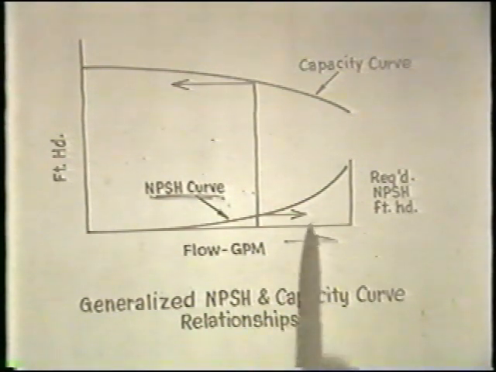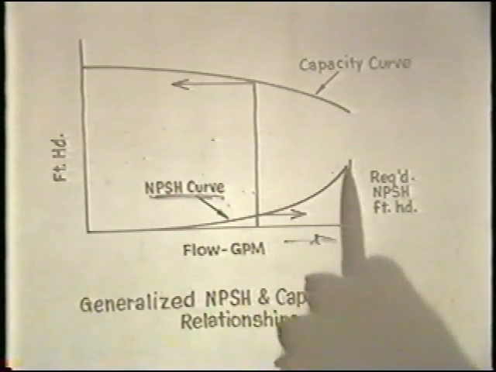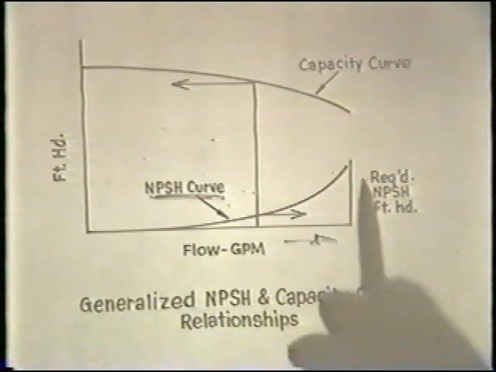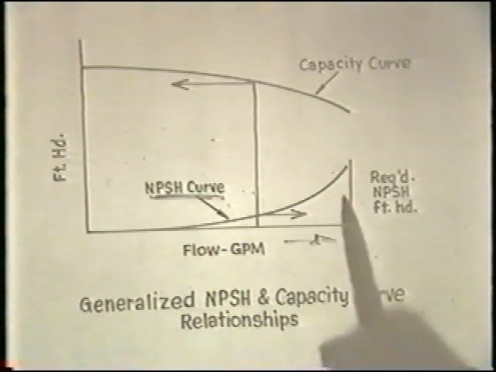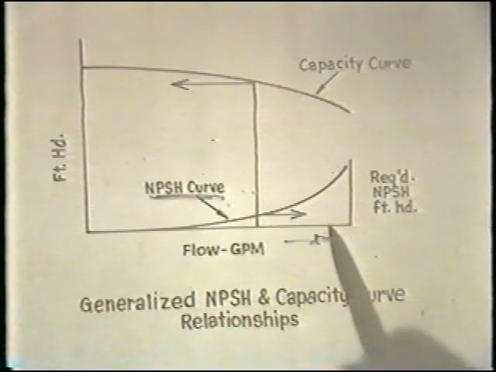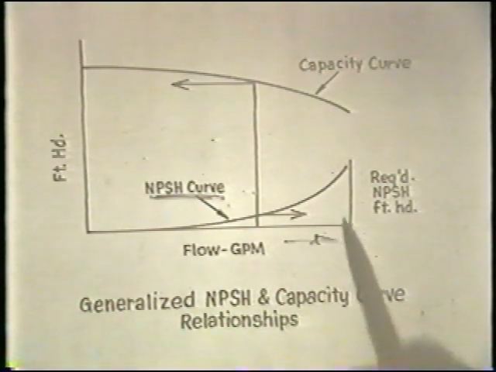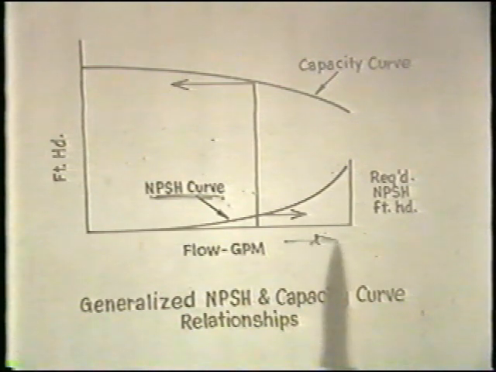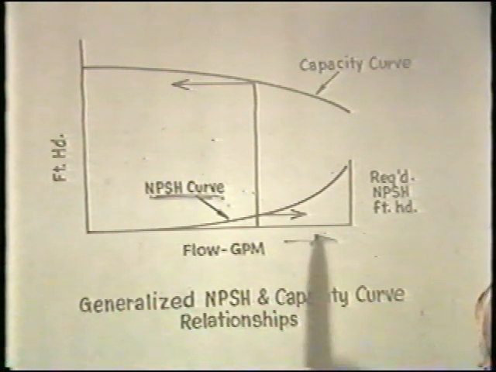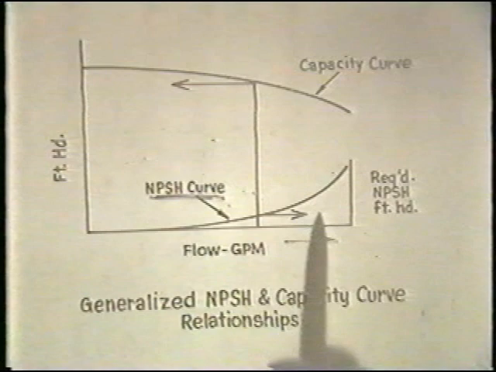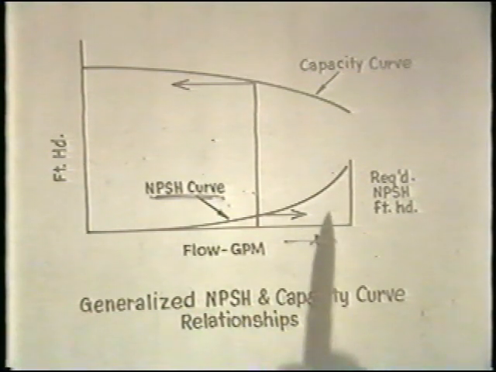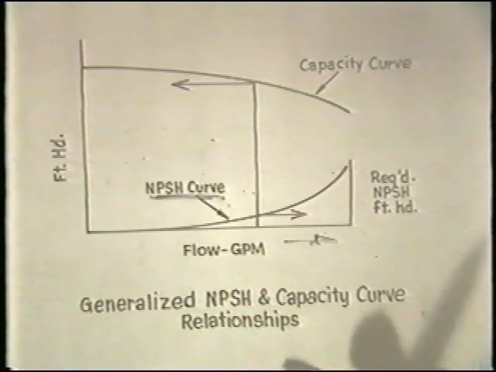The point is this then, that we should operate the pump in such a way that the required NPSH is less than the available pressure at the pump suction flange over and above the liquid flash point, which is called available NPSH.